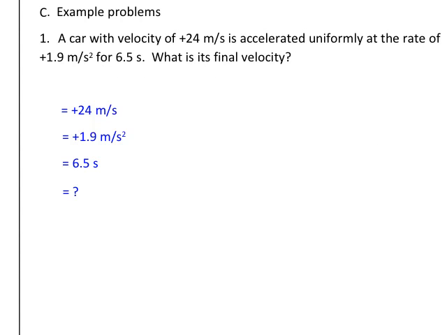The first example problem has a car with a velocity of positive 24 meters per second accelerated uniformly at a rate of positive 1.9 meters per second squared for 6.5 seconds. We are asked to find the final velocity. So what I did was I wrote down every number that's given, and now we're going to go back and assign a variable to each of those numbers. Remember that chart on the very first slide in this video? Well, we can use the units to help us identify which variables are going to go with which numbers.